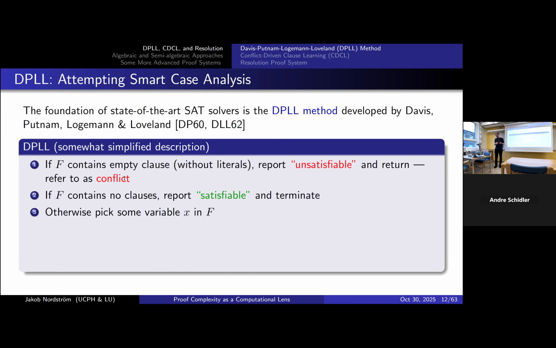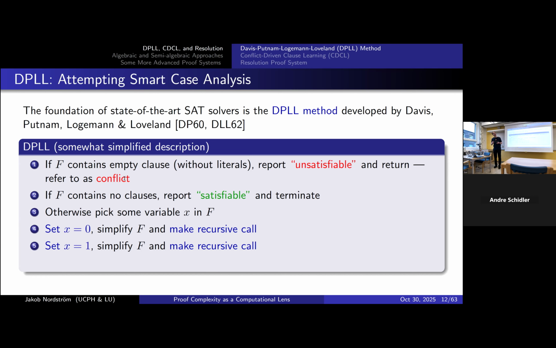Otherwise, in some clever way, you pick a variable x, you try to set it to 0, to false, you simplify the formula and make a recursive call. If that fails, you try instead to set x to true, to 1, simplify the formula and make a recursive call. If both of these cases fail, then you know that there is no satisfying assignment, because x would have to be either true or false, and then you can return.